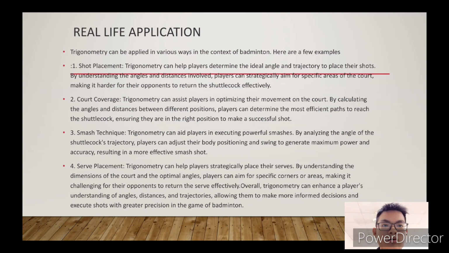Overall, trigonometry can enhance players' understanding of angles, distance, and trajectory, allowing them to make more informed decisions and execute shots with greater precision in the game of badminton.